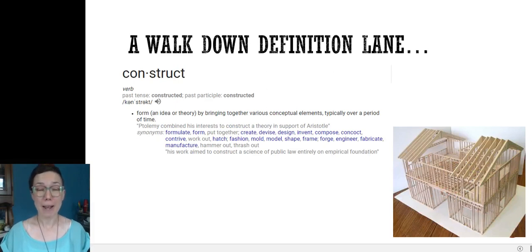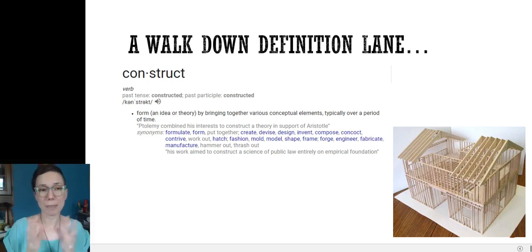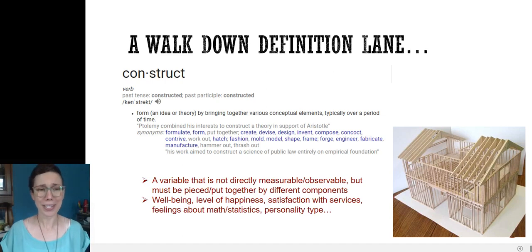So it's really similar to a construct. A construct is made up of different conceptual elements. The definition is something that brings together various conceptual elements, typically over a period of time. It's a construction of something. If we look at this house over here, we know it's a house, but it's a house that's been constructed. A room isn't a house, a roof isn't a house, a window isn't a house, but all those things together are what create the house.